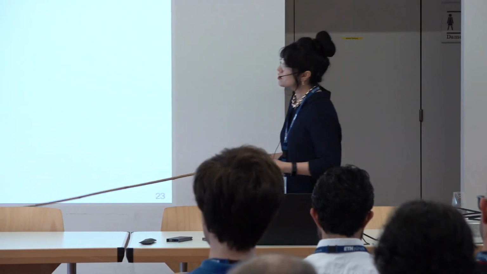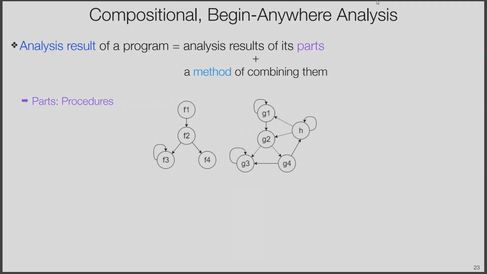So what are the parts? The parts are really procedures. So the granularity is every procedure, every function. So we reason about each procedure in isolation. Like, for instance, if F1 calls F2 and so on, then we analyze each one of these separately. And the means of combining them together is really under-approximate bi-abduction.